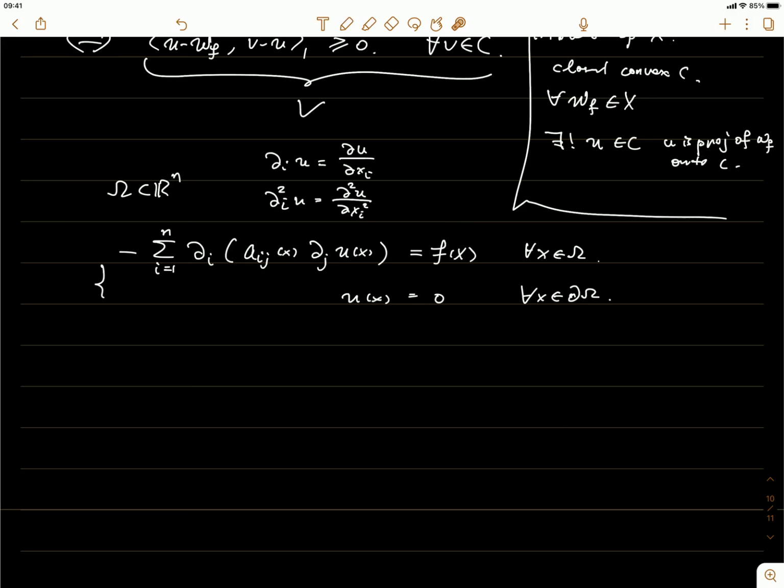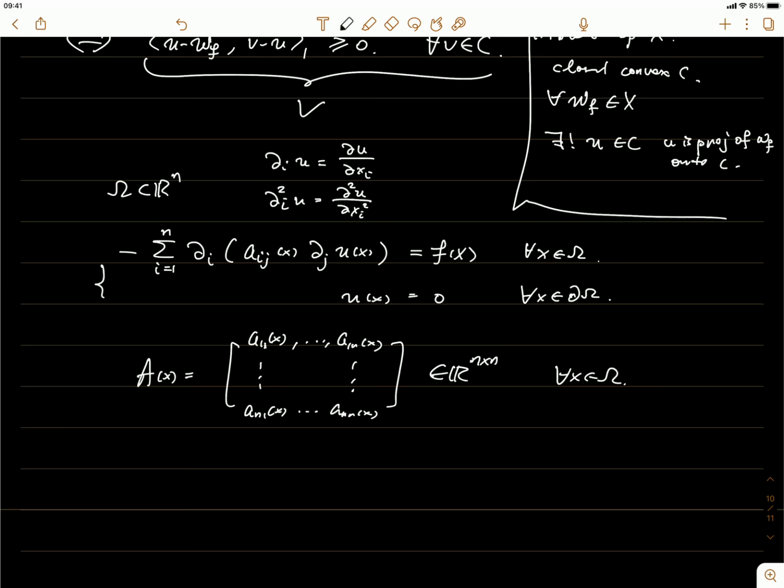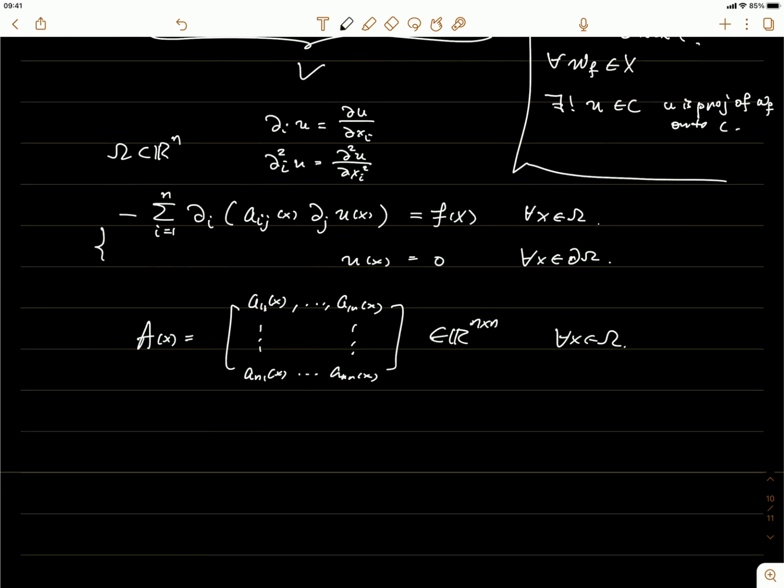By the way, this aij comes from the entries of a matrix or matrix valued function. Just a11(x), a1n(x), an1(x), and also ann(x). Okay, so this is the n by n matrix. For every point x in omega, it is an n by n matrix.